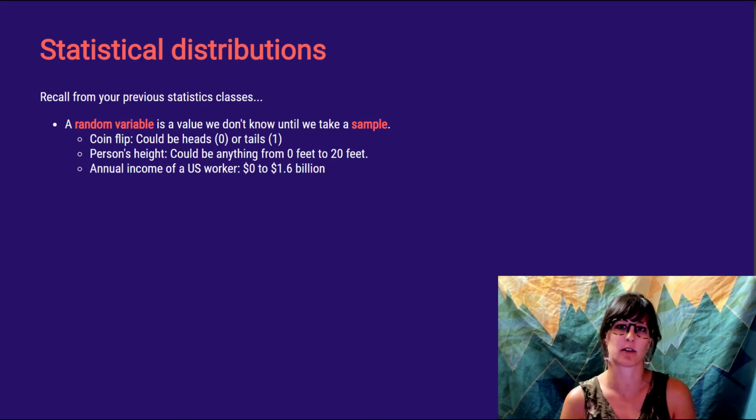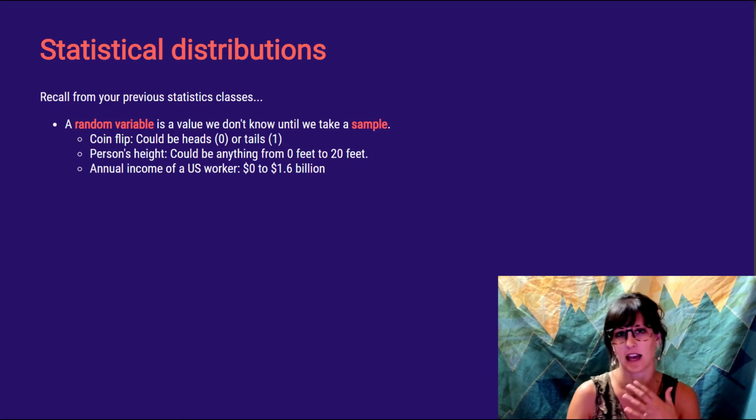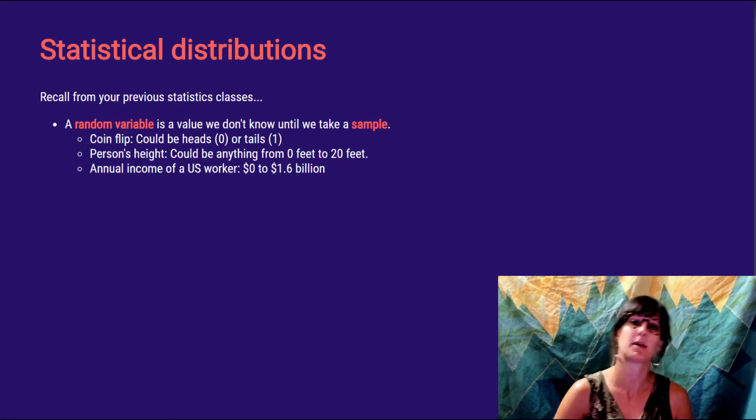You can think of the randomness as being inherent. So one common example is a coin flip. You can think of the results of a coin flip as a random variable. We have an idea of what could happen. It could be heads or it could be tails. But until we actually flip that coin, we don't know what it's going to be. And if we flip another coin, it might be a different answer.